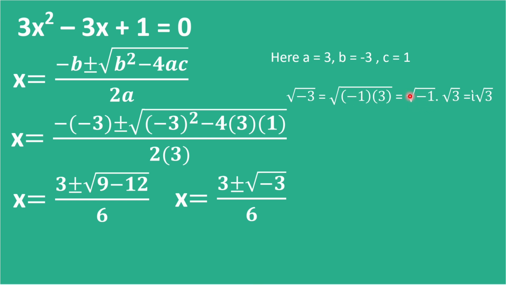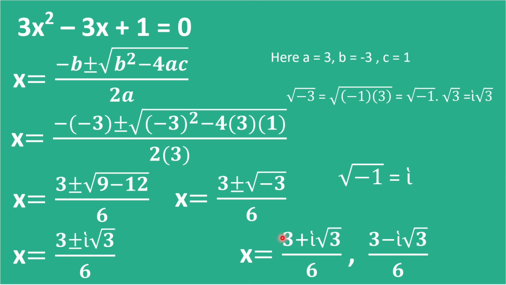So here, this square root of minus 1 equals iota, so we will put iota over here into 3. So overall, this square root of minus 3 equals iota under root 3, so we will put iota under root 3 over here. So this value will become 3 plus minus iota under root 3 divided by 6, and now we will write separately the plus and minus. So we have these two values, two roots of x, which is equal to 3 plus iota under root 3 divided by 6 and 3 minus iota under root 3 divided by 6.